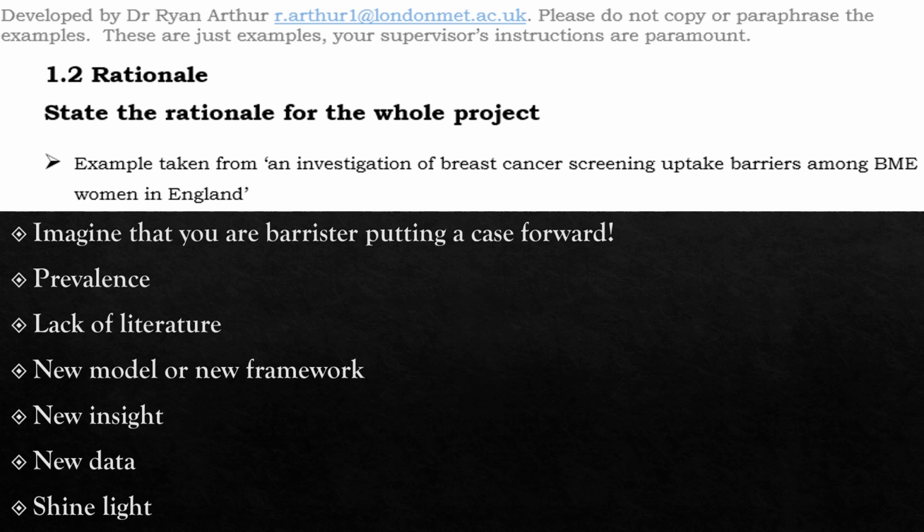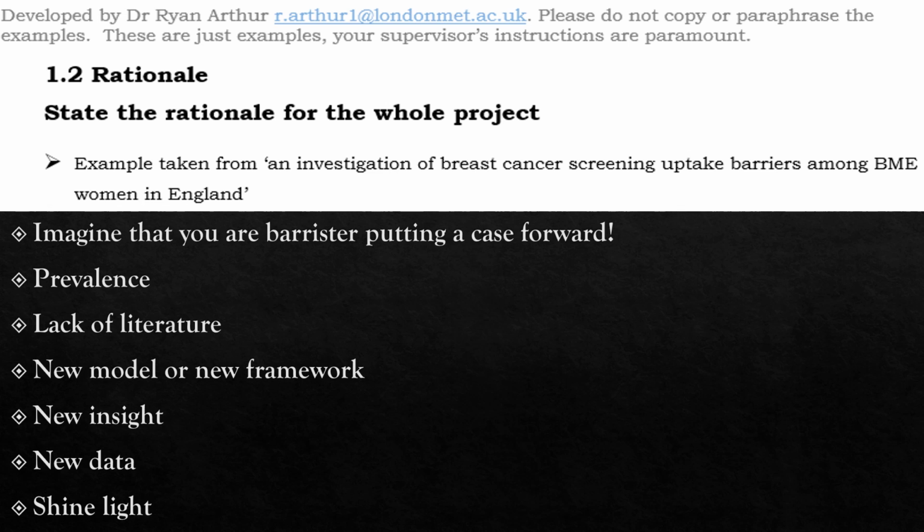Moving on, the rationale. The rationale acts like a kind of conclusion where you bring in all of your arguments. This is where you substantiate your thesis, you substantiate your dissertation. Most people would talk about the prevalence, and they'll use prevalence as an argument that their research is necessary. Also imagine that you are a barrister putting a case forward. So you may talk about prevalence, you may talk about the lack of literature, but be very careful.